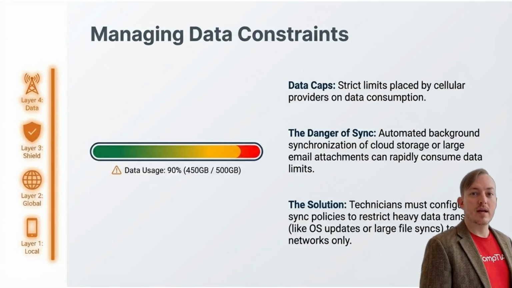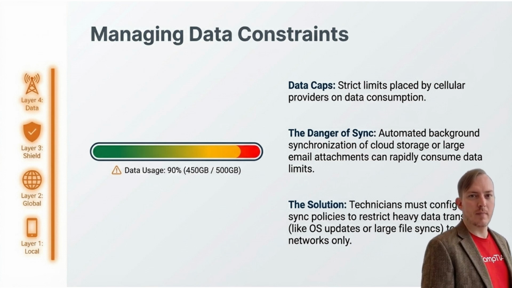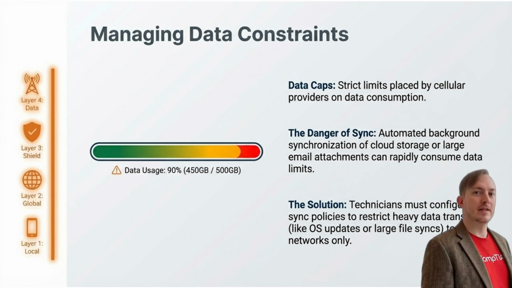The last hurdle in layer 4 is managing data constraints. Cellular providers place strict limits on data consumption called data caps. This leads to the danger of sync. Automated background synchronization of cloud storage or massive email attachments can rapidly consume a user's data limits. The solution is that technicians must explicitly configure sync policies to restrict heavy data transfers, like OS updates or large file syncs, to Wi-Fi networks only.